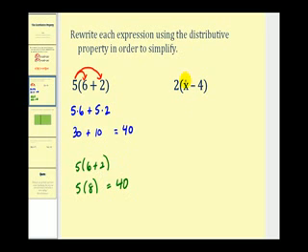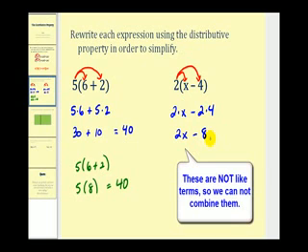Here we have 2 times the quantity x minus 4. So we're going to distribute the 2, or multiply the 2 and the x, and also multiply the 2 and the 4. So we'll have 2 times x minus 2 times 4. Well, 2 times x is 2x, and 2 times 4 is 8. So we have 2x minus 8.